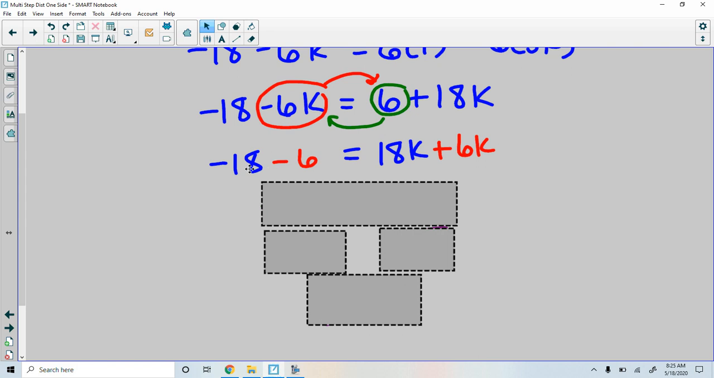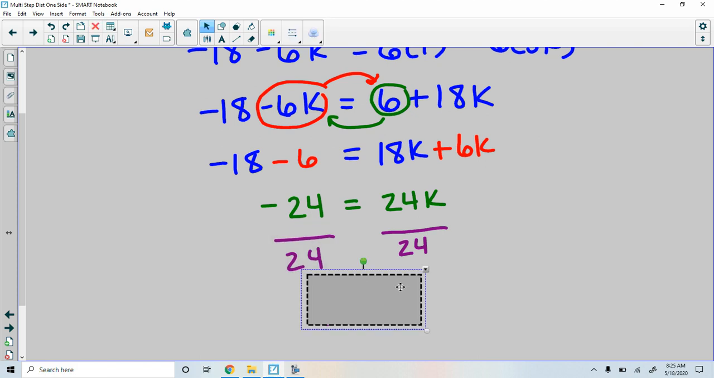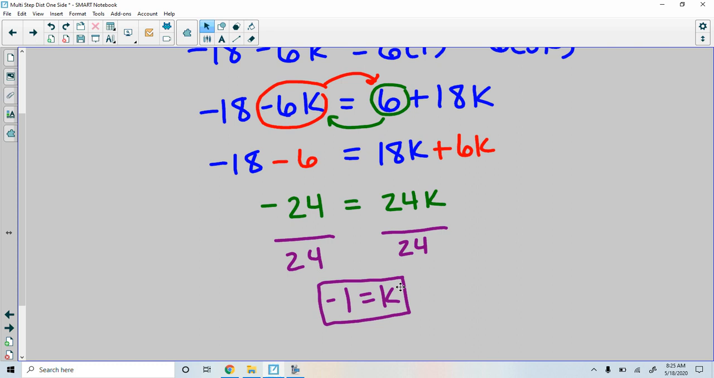So now we can put these two together. Minus 18 minus 6 is negative 24. 18k and 6k makes 24k. And now I have a one-step equation. I just have to divide both sides by 24. And I get k to be negative 1.